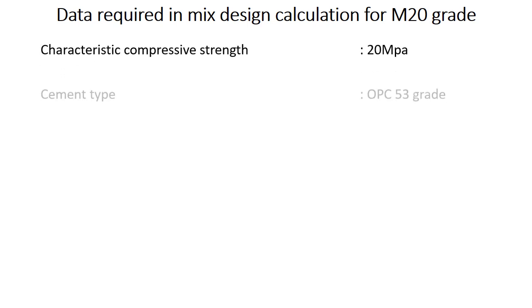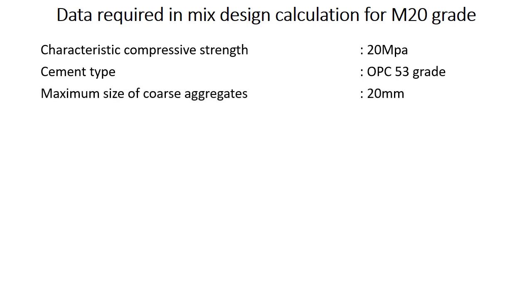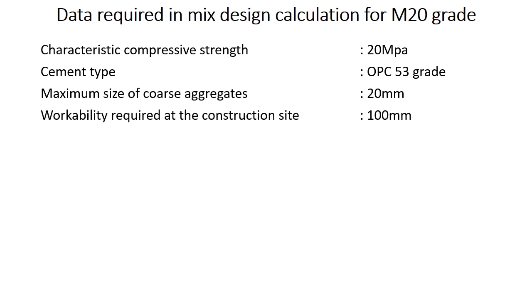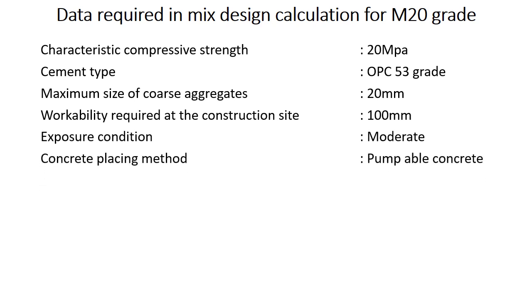Data required for a mix calculation of M20 grade. The compressive strength is 20 Newton per mm square. Cement type is Ordinary Portland Cement 53 grade. Maximum size of the aggregate is 20 mm. Workability required at the construction site is 100 mm. This is the slump value. The exposure condition is taken as moderate. Concrete placing method is pumpable concrete.